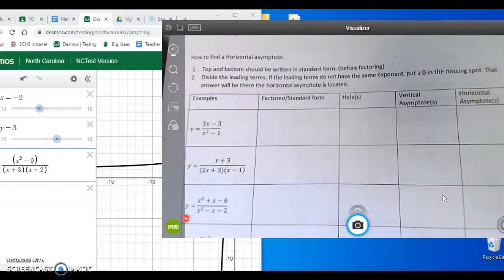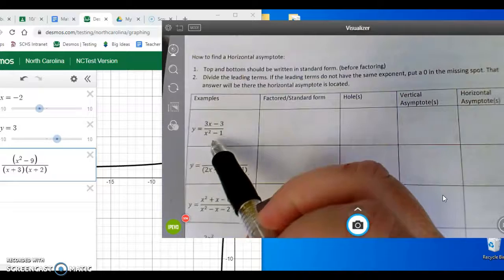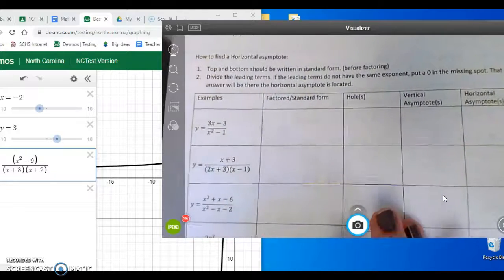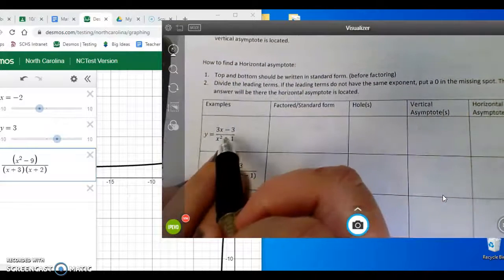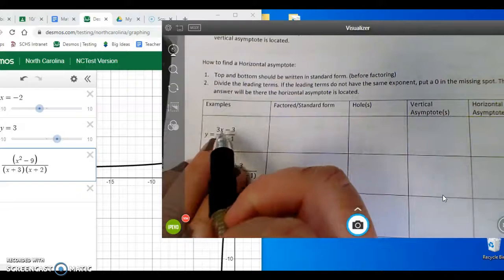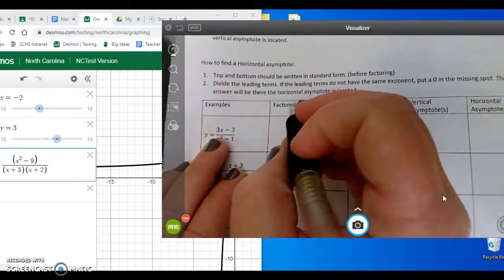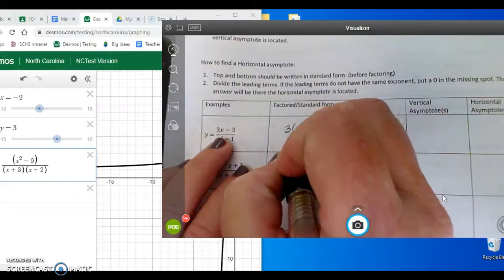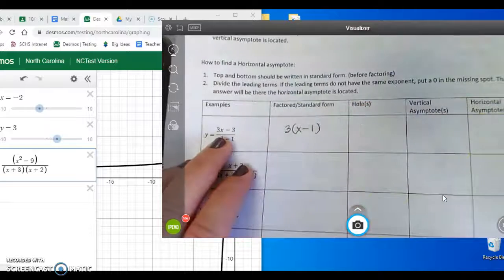Okay, in order to figure out if there's a hole or not, you need to factor the equation that you have. In this particular equation, I can take out a 3. There's a common factor of 3, so I can have 3 and then x minus 1.